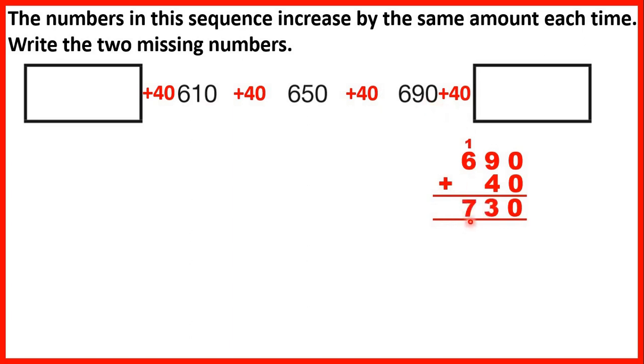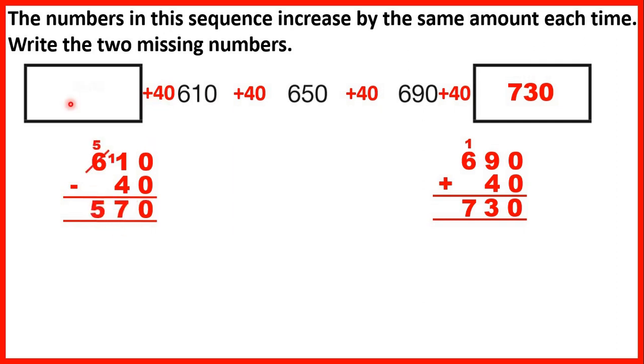690 plus 40 is 730. So that's this number here. And now we have something plus 40 equals 610. So we can work backwards and use the inverse, or do the opposite. So work out 610 minus 40. That gives us 570. So that means 570 plus 40 is 610. So this missing number here must be 570.